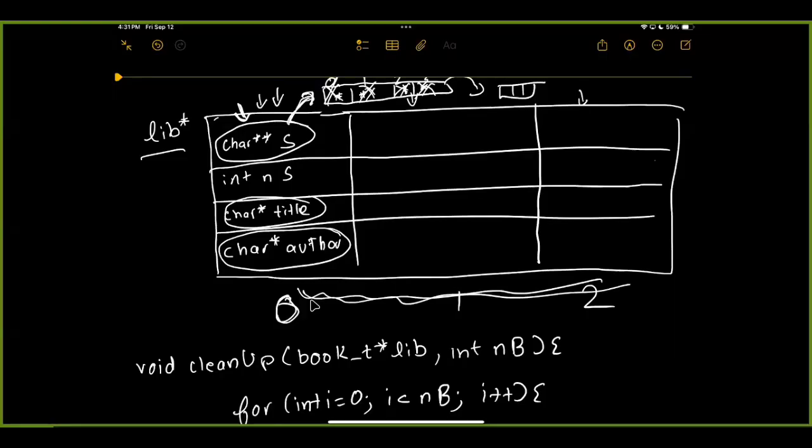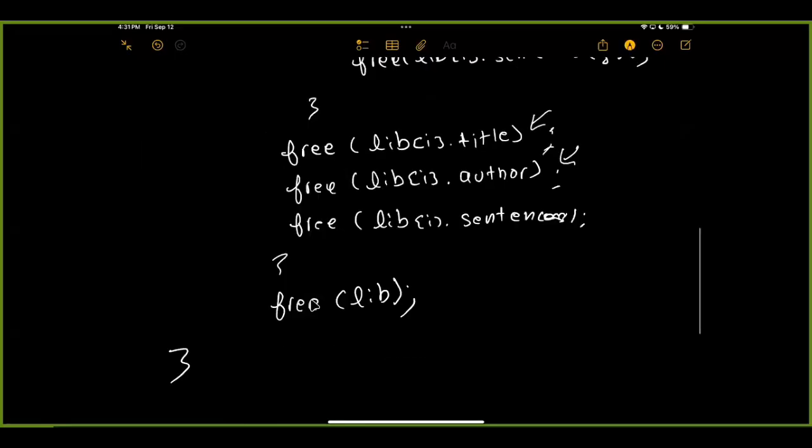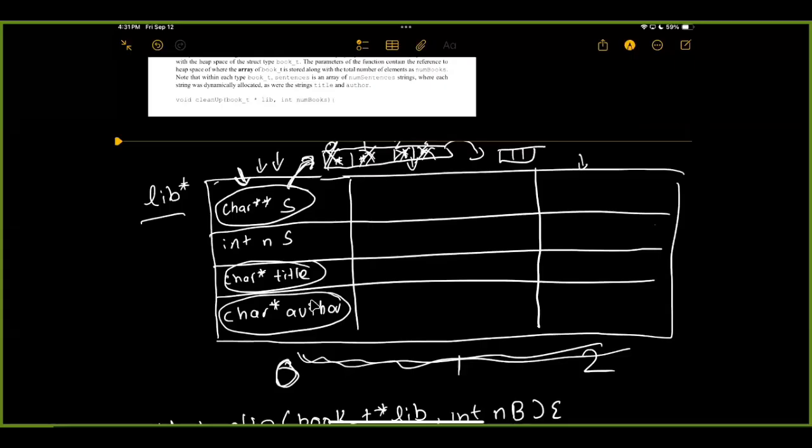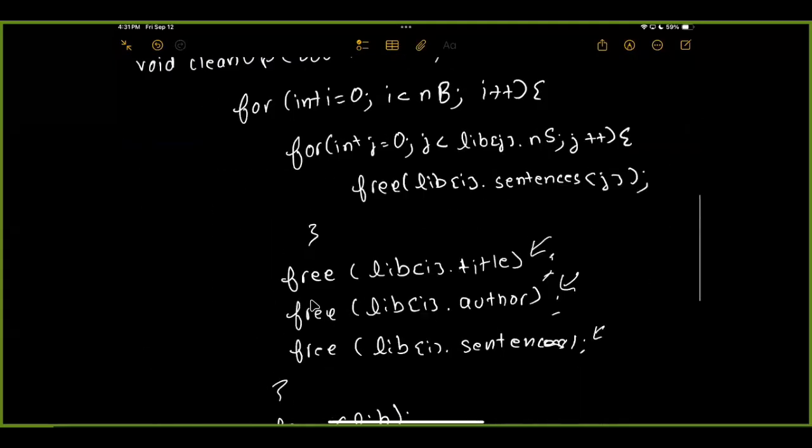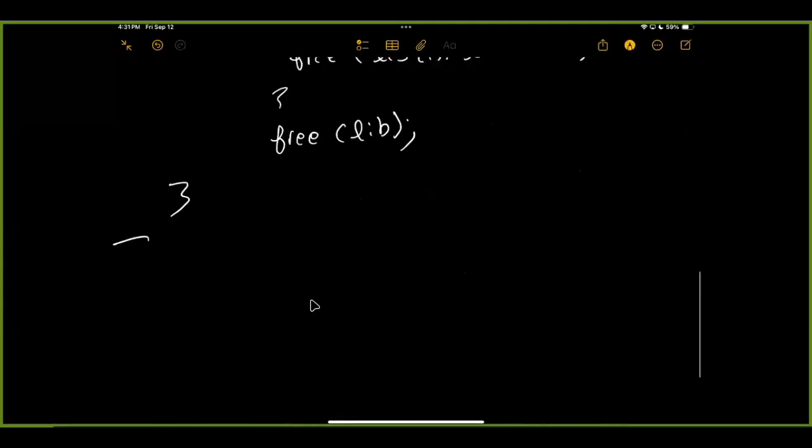So I'm going to keep note: I'm freeing the title, freeing the author, and at the very last I'm freeing the sentences. Because let's say each structure has a member, char star star, sentences, right? So let's visualize how it will look in memory, just for our own sake.